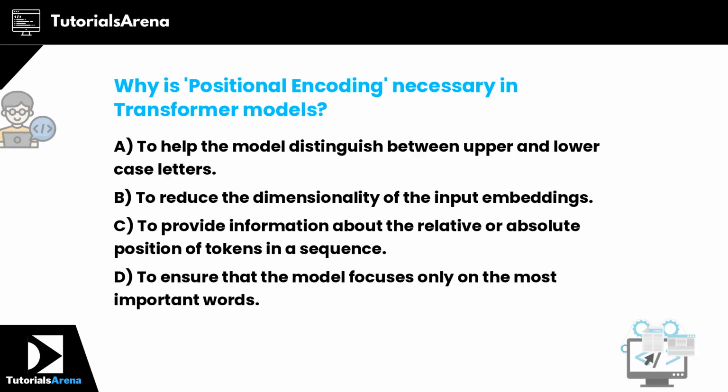Why is positional encoding necessary in transformer models? The correct answer is option C. To provide information about the relative or absolute position of tokens in a sequence.